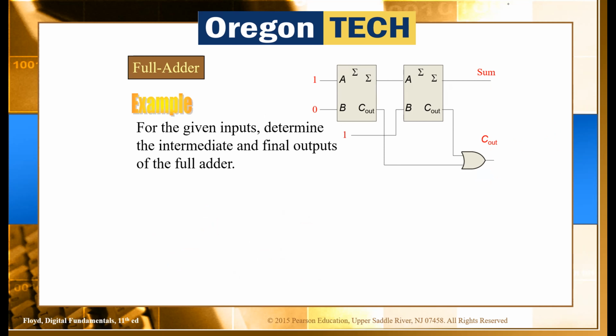If I have this input, A is 1, B is 0, and the carry in is 1, what will be the sum and the carry out? The sum will be 1 and carry out will be 0. Are you sure? I have A is 1, B is 0, and carry in 1.